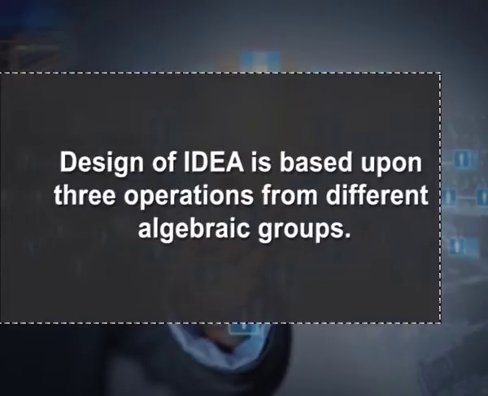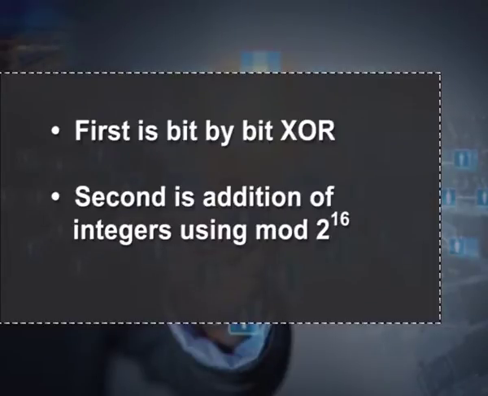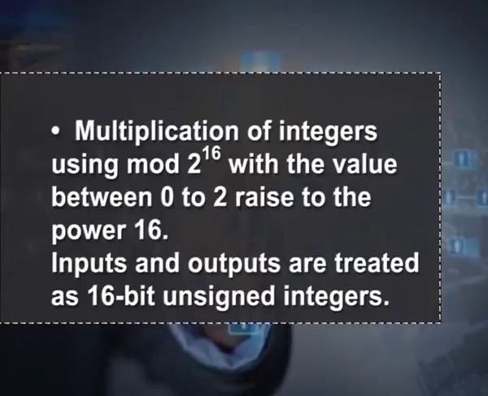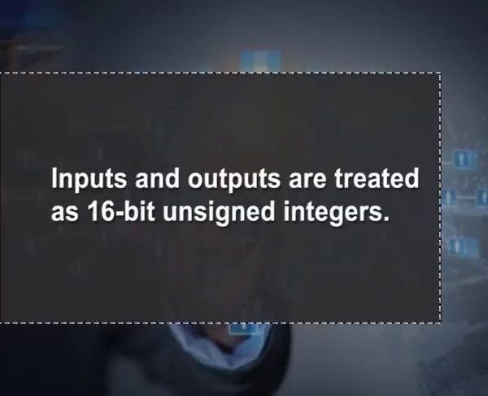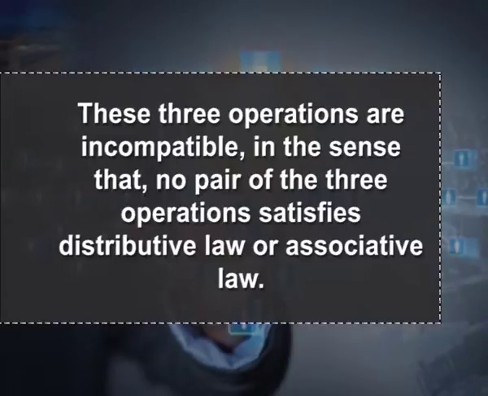The design of IDEA is based upon three operations from different algebraic groups. First is bit by bit XOR, second is addition of integers using mod 2 raised to the power 16, third is multiplication of integers using mod 2 raised to the power 16 with the values between 0 to 2 raised to the power 16. Inputs and outputs are treated as 16-bit unsigned integers.